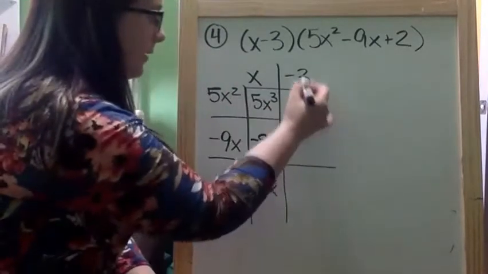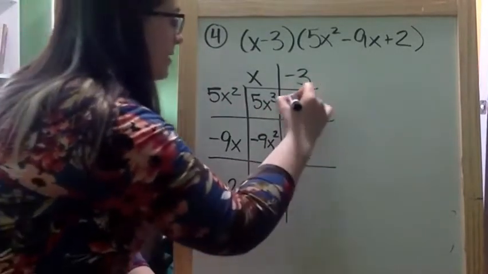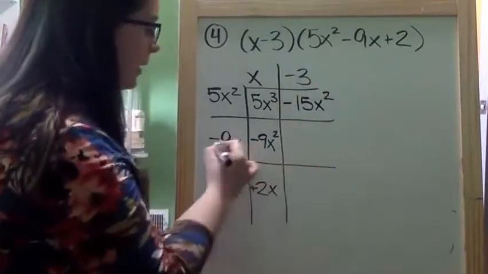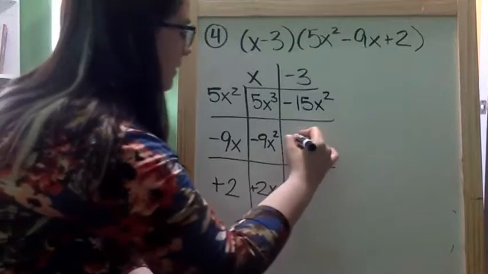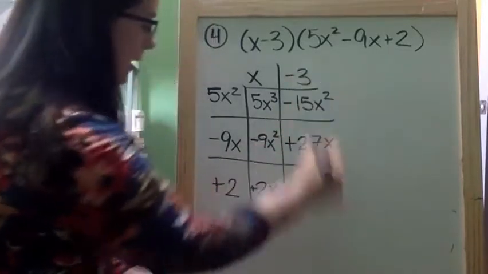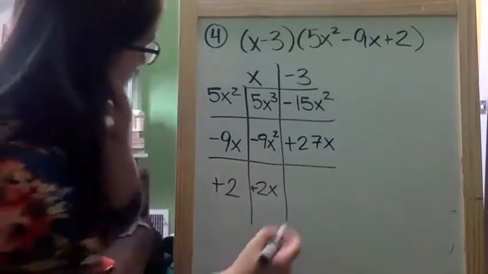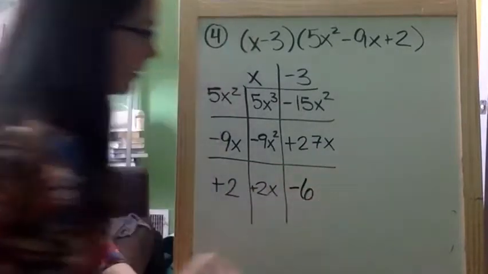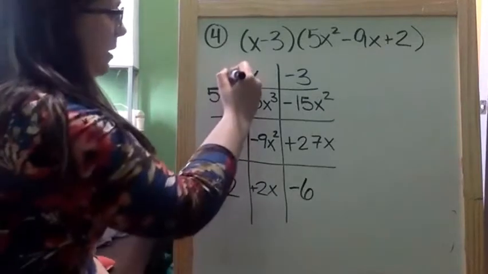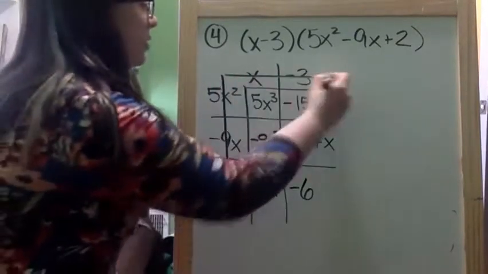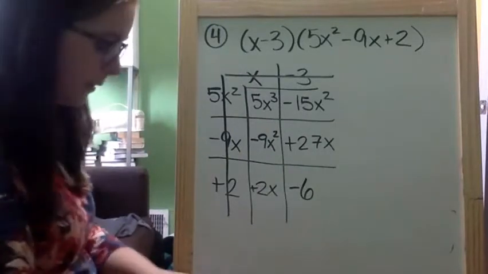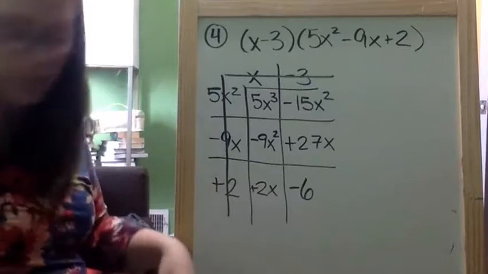So here again, I've got negative 3 times 5x squared, so negative 15x squared. Negative 3 times negative 9x will give me a positive 27x, and negative 3 times 2 would give me a negative 6. So I've done all of my multiplication, which means I have finished with both of those outsides, and now I'm just looking for like terms across the inside.